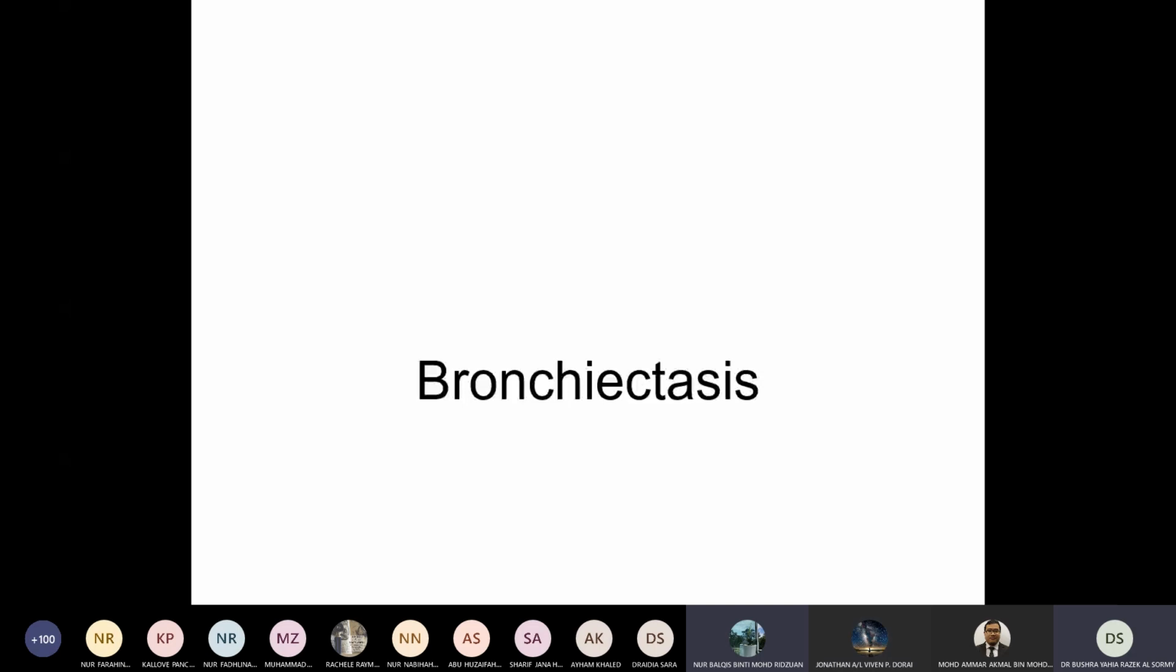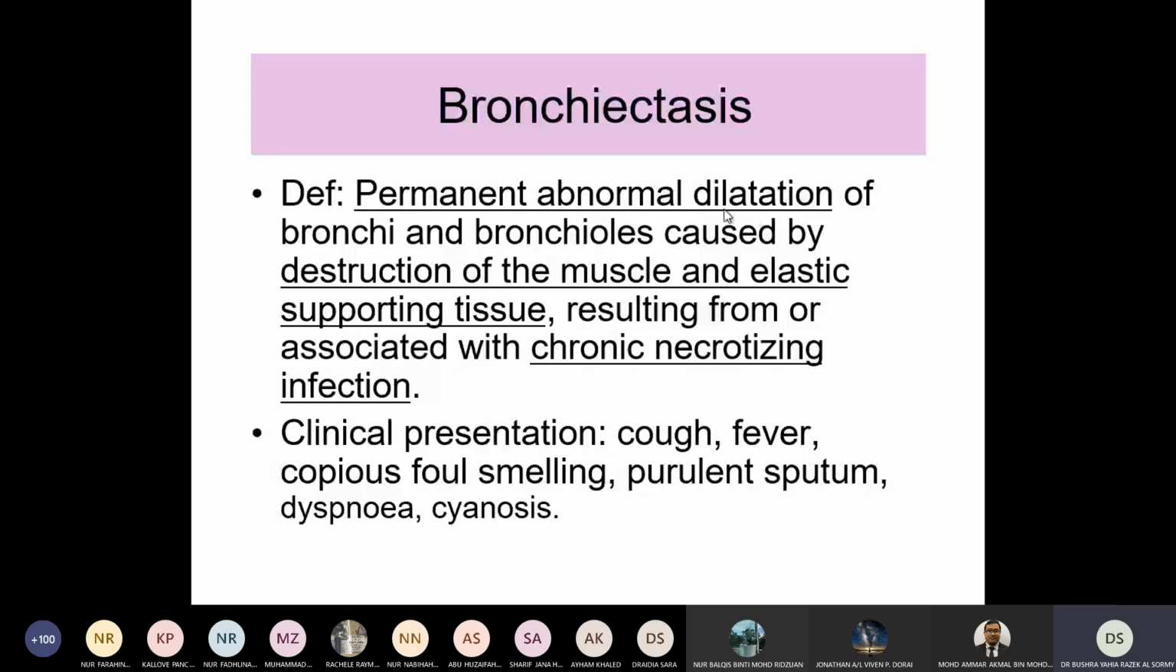Okay, what is bronchiectasis? This is the definition: permanent, abnormal dilatation of bronchi and bronchioles caused by destruction of the muscle and elastic supporting tissue, resulting from or associated with chronic necrotizing infection. Okay. Don't mix it up with emphysema. In emphysema, we said terminal bronchiole, isn't it? Distal alveolar. But this one is dilatation of bronchi and bronchioles.